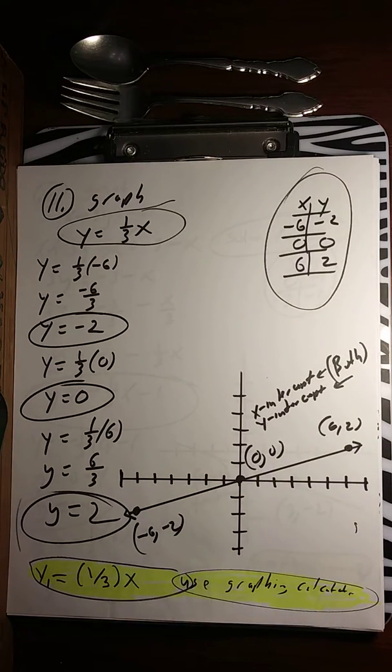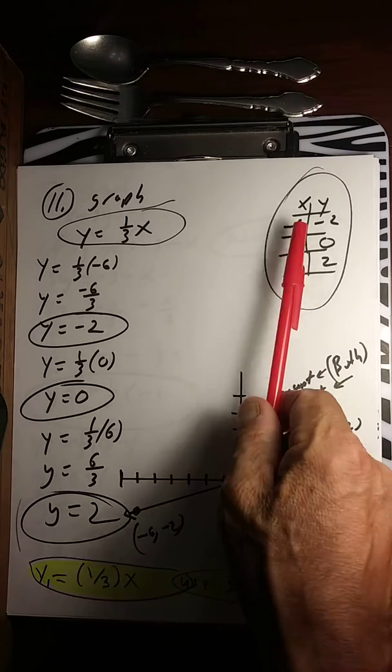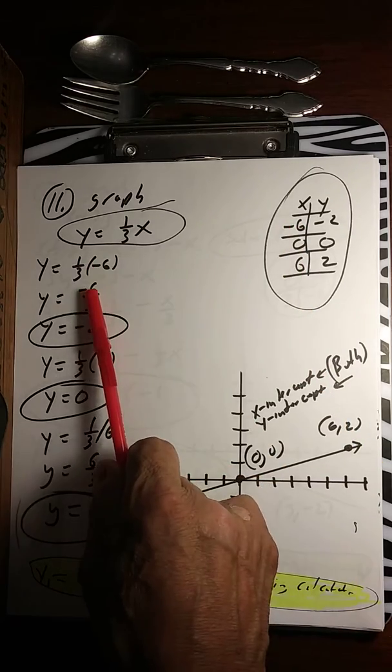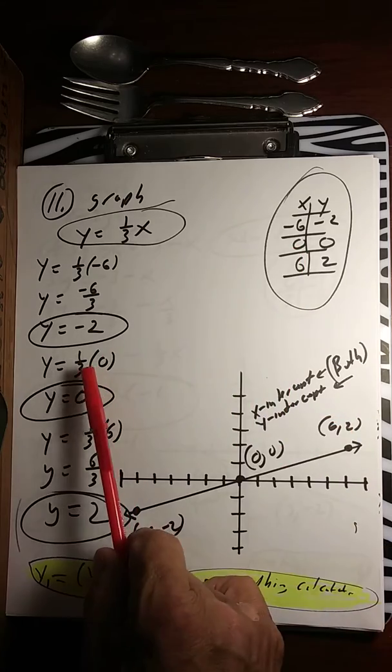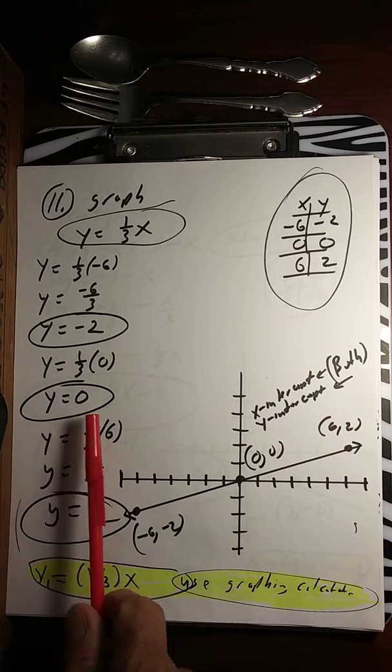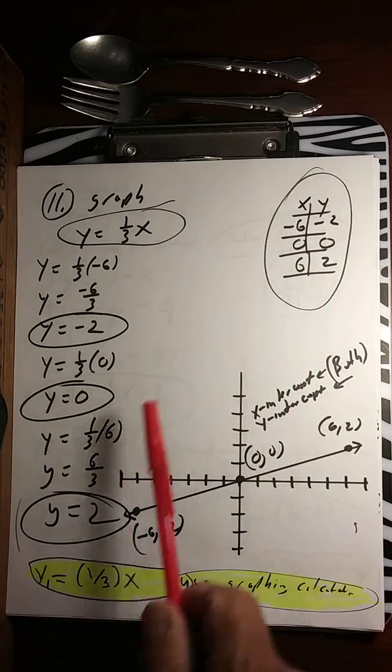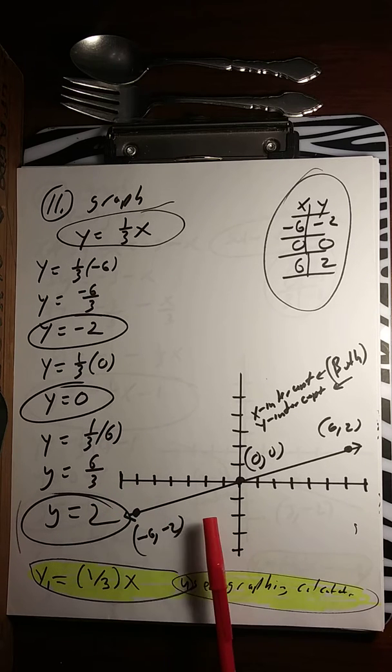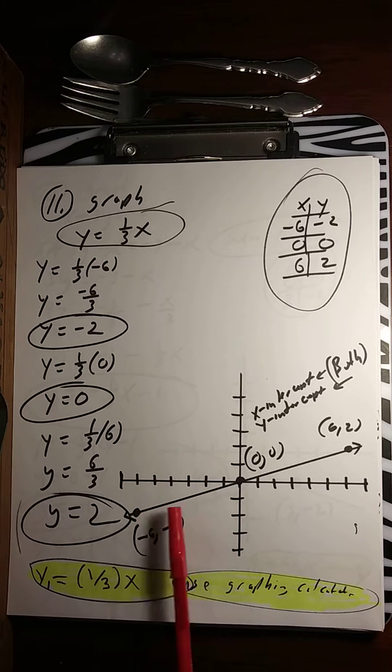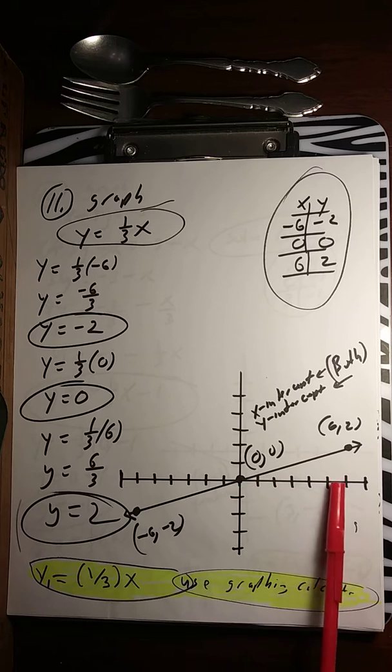y equals 1/3 x. Again, put some numbers in there. Negative 6 in there. 1/3 of that is going to be negative 6/3, negative 2. Put a 0 in there. 1/3 of 0 is 0. And 1/3 of 6 is going to give you 6/3, so 2. So we have points negative 6, negative 2. We have 0, 0, and we have 6 and up 2.